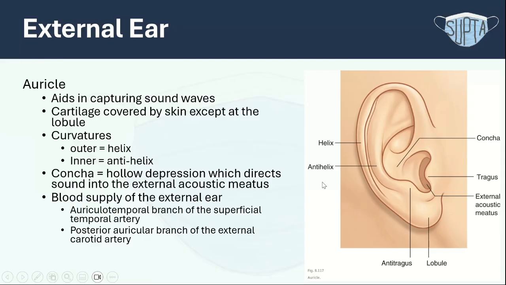So the concha is like a hollow depression which directs the sound into the external acoustic meatus. And then in terms of blood supply, you have the auriculotemporal branch of the superficial temporal artery, and then the posterior auricular branch of the external carotid artery, which tends to supply the other structures in the face as well. You can see here the diagram of all the labeled parts: the concha, antihelix, the helix, the tragus, and then the external acoustic meatus going through there.